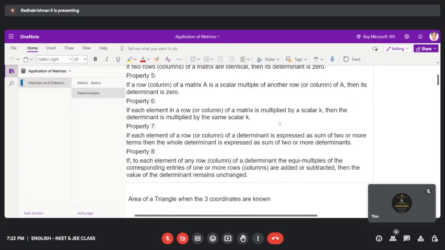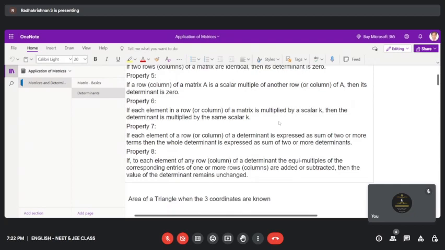Then property 7, if each element of a row of a determinant is expressed as sum of 2 or more terms, then the whole determinant is expressed as sum of 2 or more determinants. If every element we can break into 2 elements, then the determinant itself can be broken down into 2 determinants. And if to each element of a row the equimultiple of the corresponding entries of 1 or more rows are added or subtracted, then the value of the determinant remains unchanged.